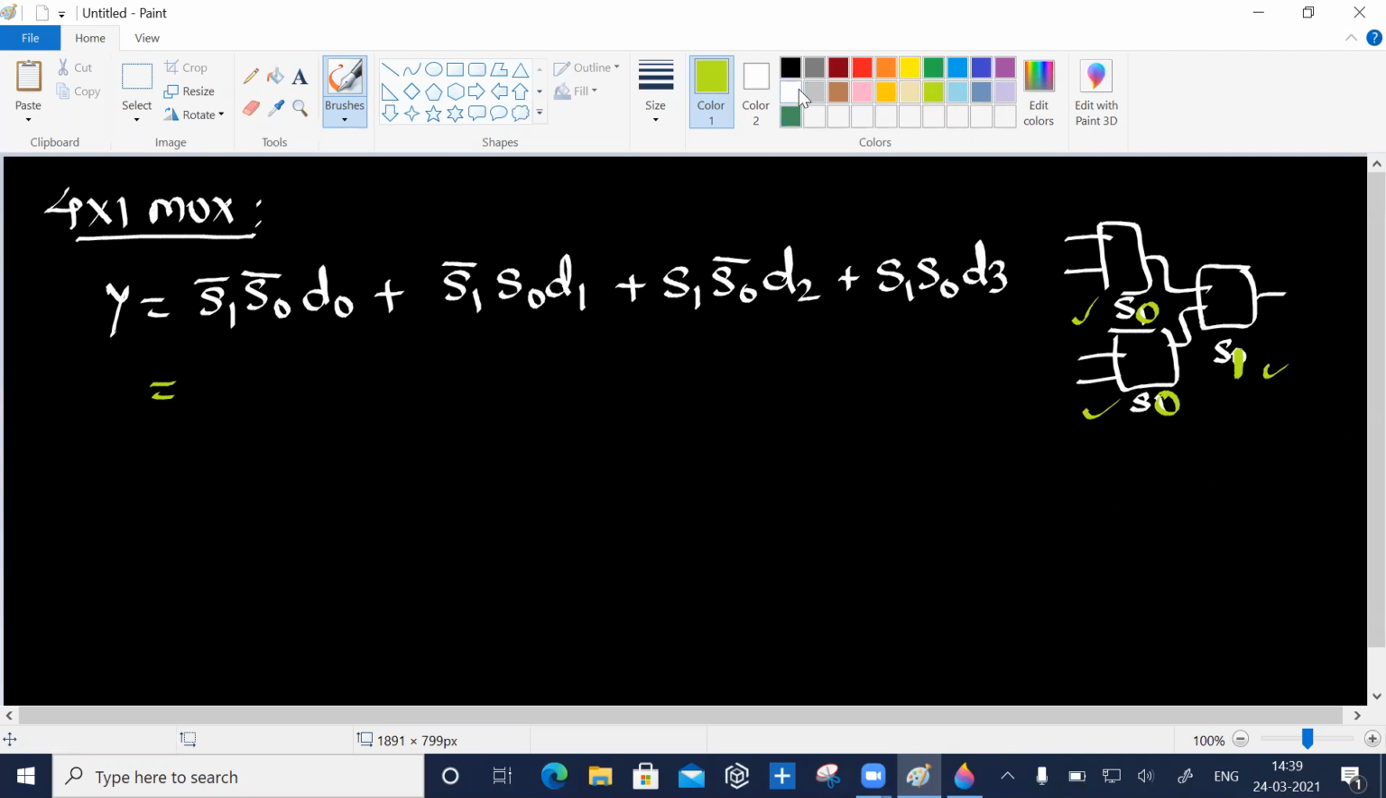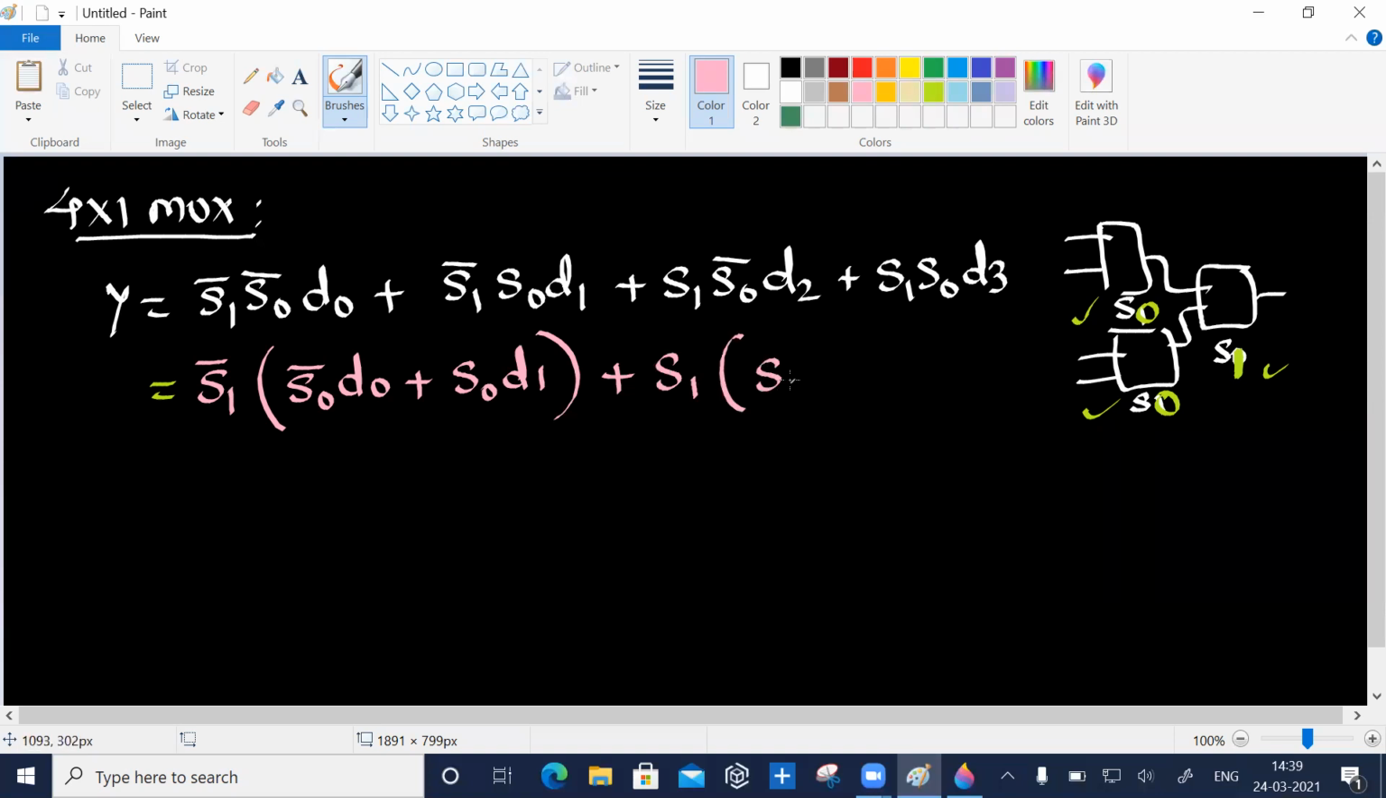Can I take S1 complement as common from this? Yes, S1 complement is common. Then what do you have? S0 complement D0 plus S0 D1. And I will take S1 common from the other two. Then what do you have? S0 complement D2 plus S0 D3. Now what do you think of this?